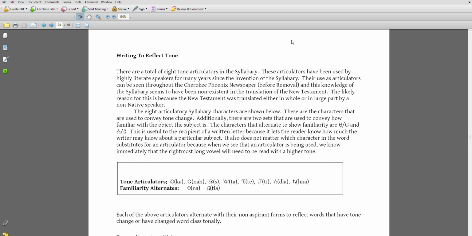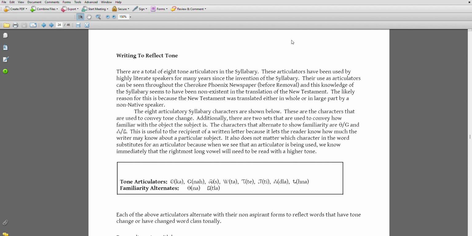The likely reason for this is because the New Testament was translated either in whole or in large part by a non-native speaker. The 8 articulatory syllabary characters are shown below. These are the characters that are used to convey tone change. Additionally, there are 2 sets that are used to convey how familiar with the object the subject is. The characters that alternate to show familiarity are na, and dla, and tla. This is useful to the recipient of a written letter because it lets the reader know how much the writer may know about a particular subject.